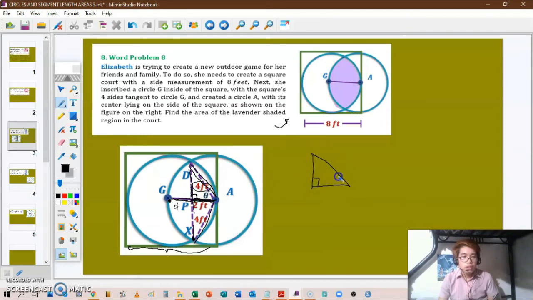So this one is theta, then this radius measures 4 feet, and this one measures 2 feet. And we need to find the measurement of this side in order to solve for the area of this given segment. To do so, we can use the trigonometric ratios that we have learned in the third quarter.